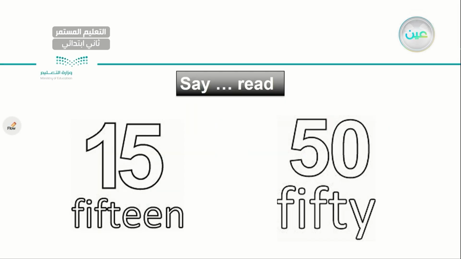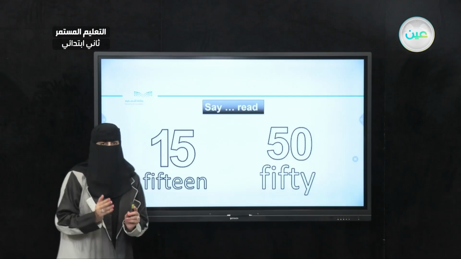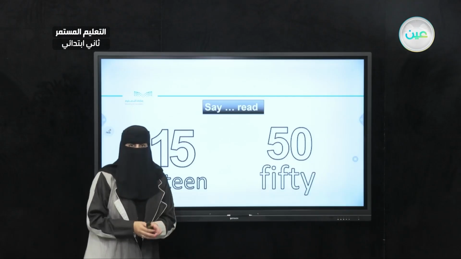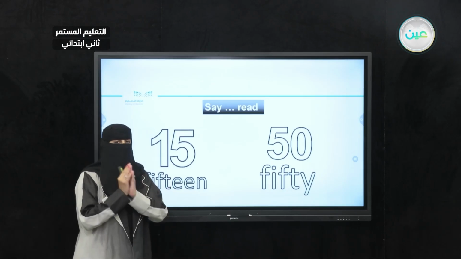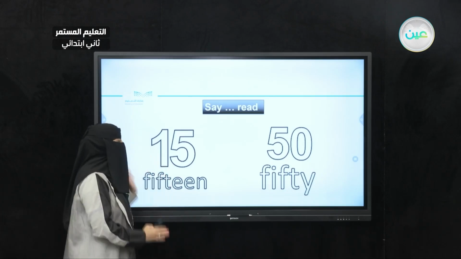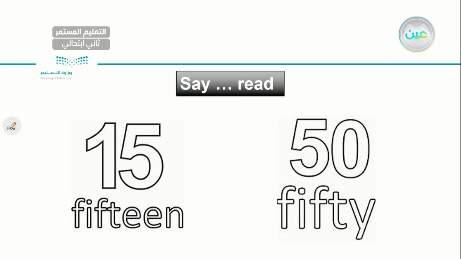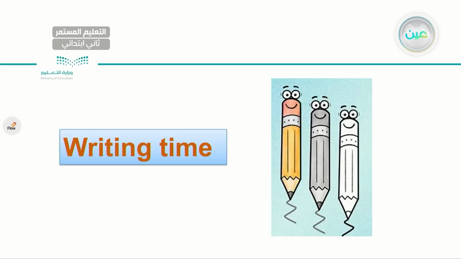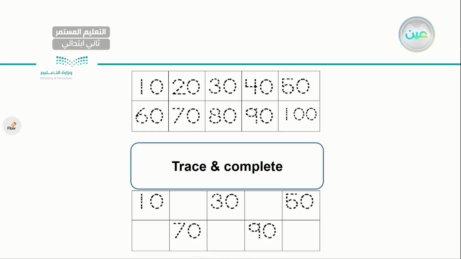Now, let me differentiate between 15 and 50 because it's a common mistake that even native speakers make, to pronounce the number incorrectly. So to your left, I have number 15, 1, 5. But to your right, I have 50, 5, 0. Okay? Make sure you pronounce it correctly. It's writing time.